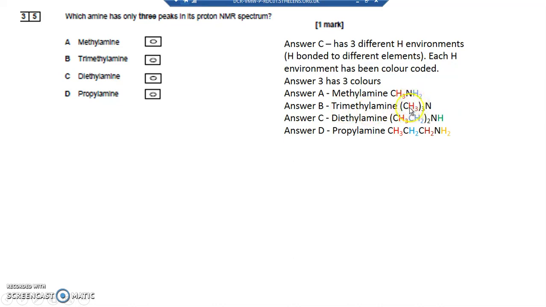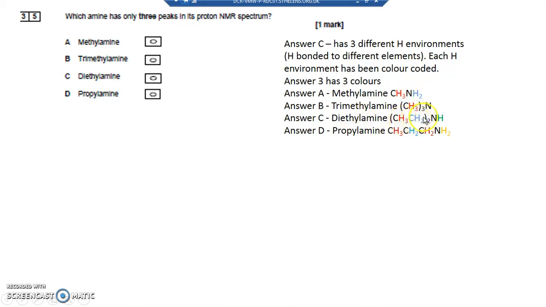Each of those methyl groups, all 3 methyl groups are bonded to the same N, so they're all equivalent. So all of those hydrogens, 3 lots of 3, all those 9 hydrogens are equivalent. So that would produce 1 peak, so 2 peaks and 1 peak. Answer number C. Let's have a look here.